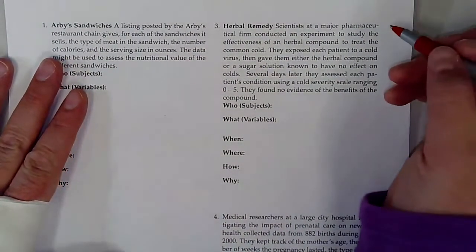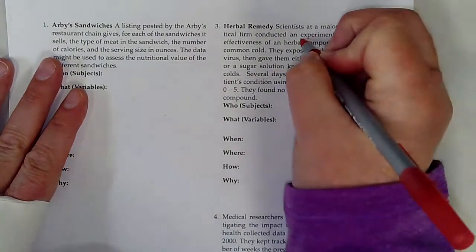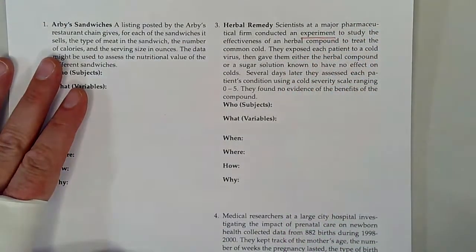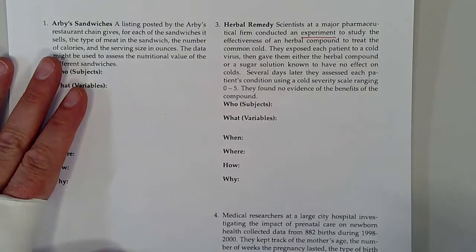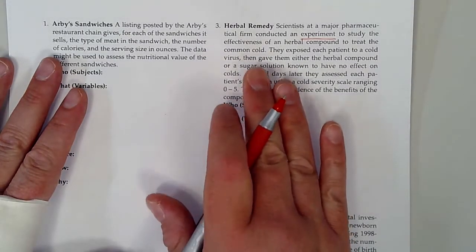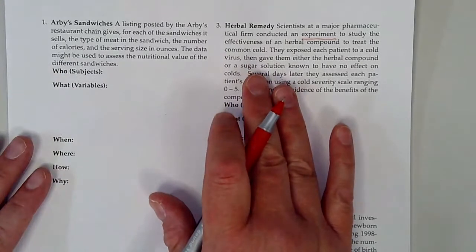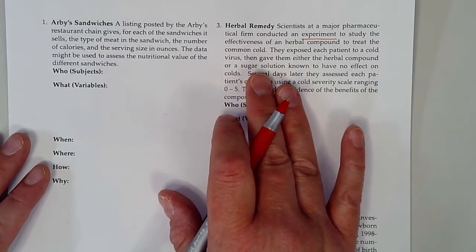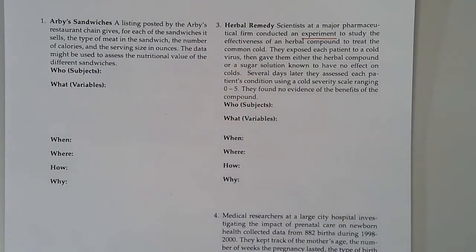Scientists at a major pharmaceutical firm conducted an experiment to study the effectiveness of an herbal compound to treat the common cold. They exposed each patient to a cold virus and they either got the herbal compound or a sugar solution known to have no effect. That sugar solution is what's known as a placebo. You might have heard that word before, but if not, we'll talk about that probably about midway through the course. Several days later, they assessed each patient's condition using a cold severity scale ranging from 0 to 5. They found no evidence of the benefits of the compound.